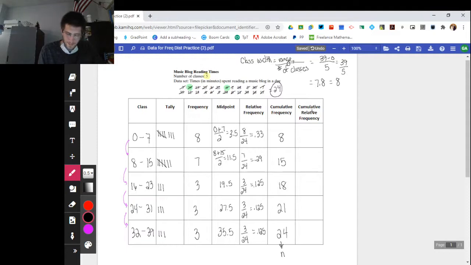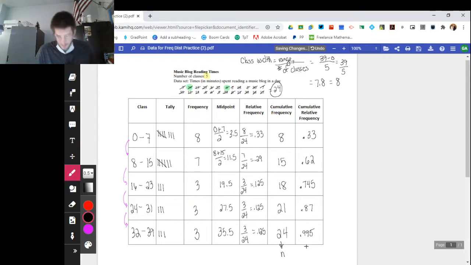Cumulative relative frequency is the same idea. It's a running total, but now it's a running total of this relative frequency. So after the first class, I have 0.33. But then if I take 0.33 plus this 0.29, the next class, I get 0.62. Then I add this 0.125 on for the next class, and I get 0.745. Add another 0.125, and I get 0.87. And if I add another 0.125, I get 0.995.